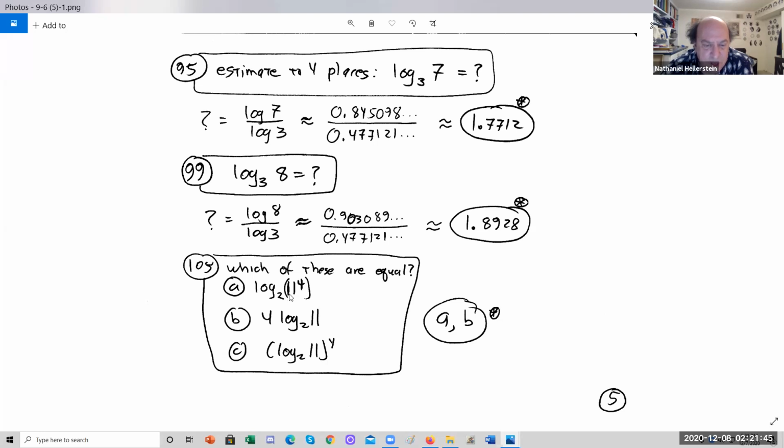This should be written 11 to the 4th power. It looks too much like 114, my apologies. It's 11 to the 4th power. You have 4 log base 2 of 11, and here's the 4th power of log base 2 of 11. This is not equal to the others. This equals that because the 4 comes out. There that is. So A and B are equal, and neither is equal to C.